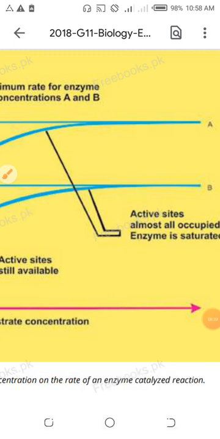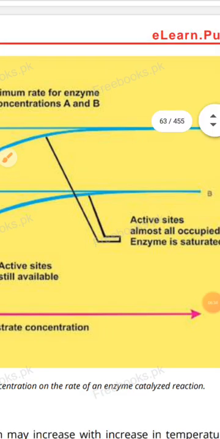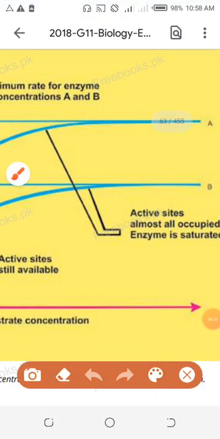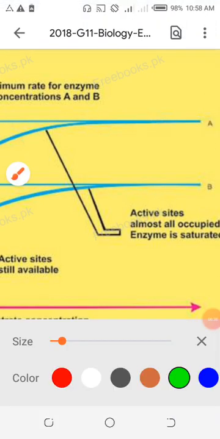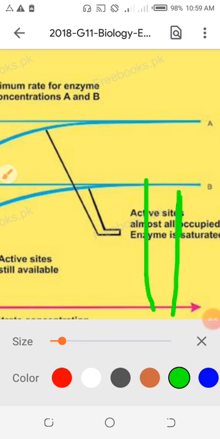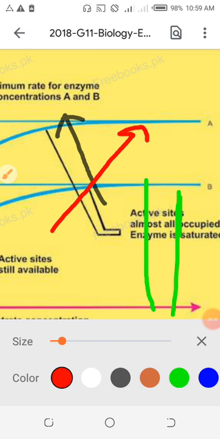So when you are increasing the substrate concentration, the rate of reaction should increase. But here in both graphs, what is happening? In both graphs, the rate of reaction is not increased.